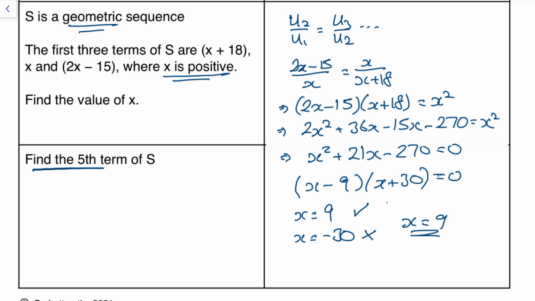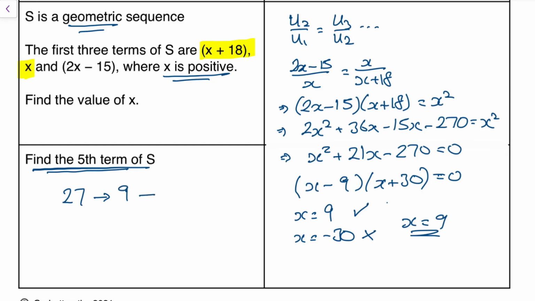Next, the final part of this question, I should say. Find the fifth term of S. Well, what I'm going to do is go back to the terms. So the first term is x plus 18. Well, x is 9, 9 plus 18 is 27. The second term is going to be, well, it's just x, isn't it? So therefore, that's just going to be 9.